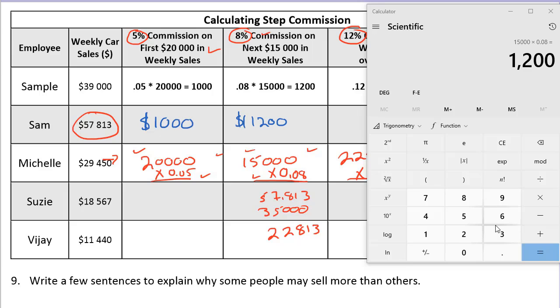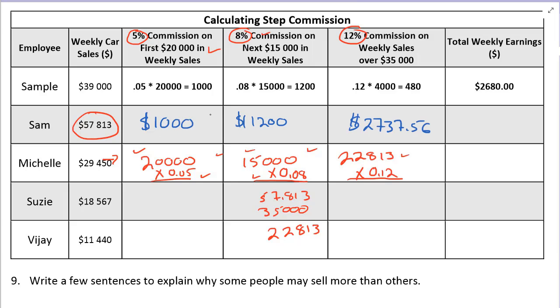And in the final bin, everything else that Sam has sold is going in there. And remember, that was $22,813. And the sales in this bin are earning 12%, which is 0.12. So that means for the sales in this bin, Sam is going to earn $2,737.56.